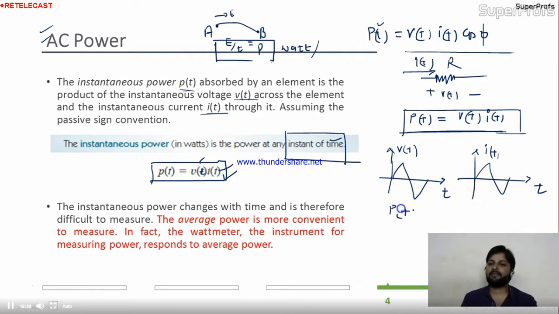So the power, obtained by multiplying these two terms, will also have a similar kind of waveform like this. In the resistance, the power will become like this. Okay. So the power is also changing with time. So we can't take the individual values at every time. So that's why the concept of average power comes into the picture.